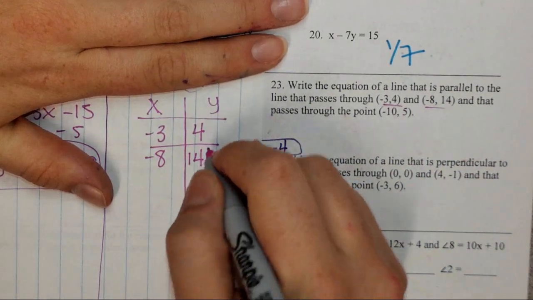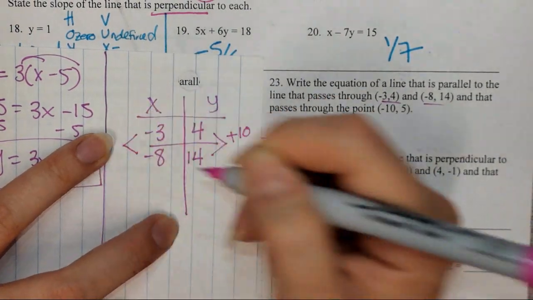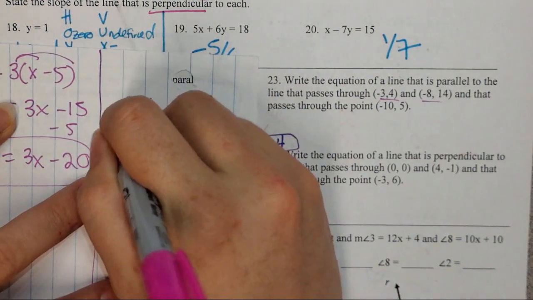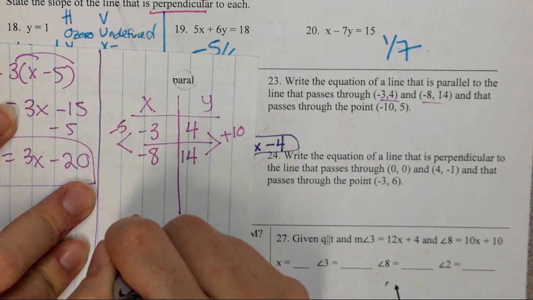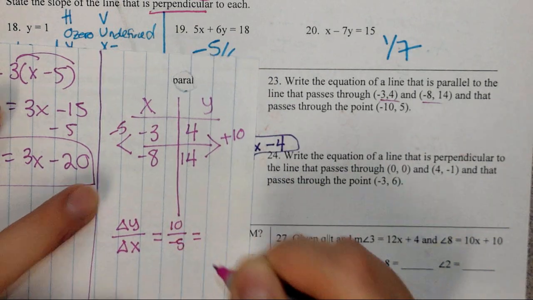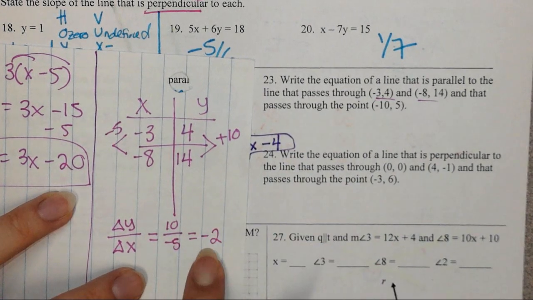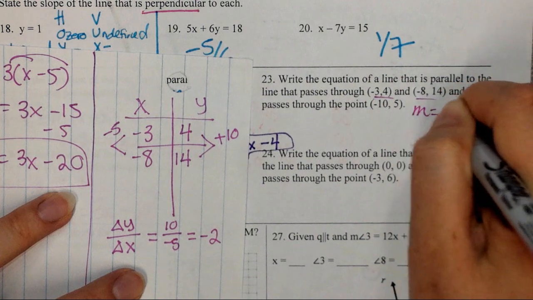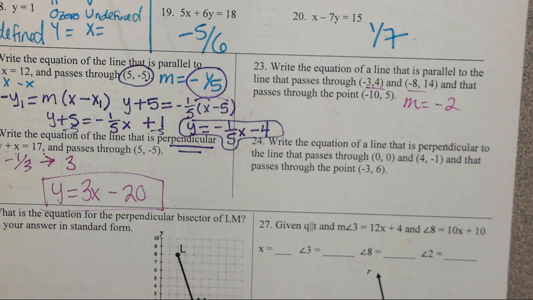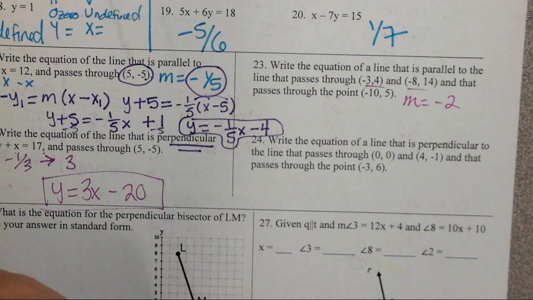To get our slope, from 4 to 14, that's adding 10. And from negative 3 to negative 8, that's subtracting 5. So slope is change in y over change in x, in this case 10 over negative 5. 10 divided by negative 5 is just negative 2, so our slope needs to be negative 2. The other part of this problem says that we need to pass through the point negative 10, 5.